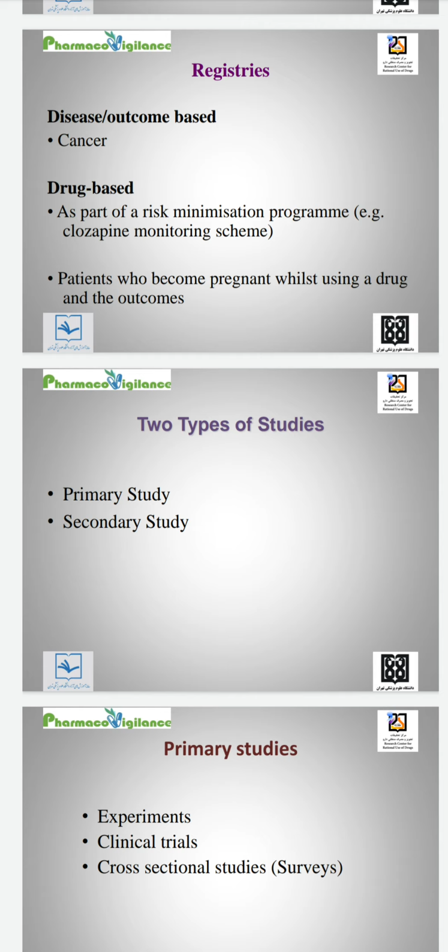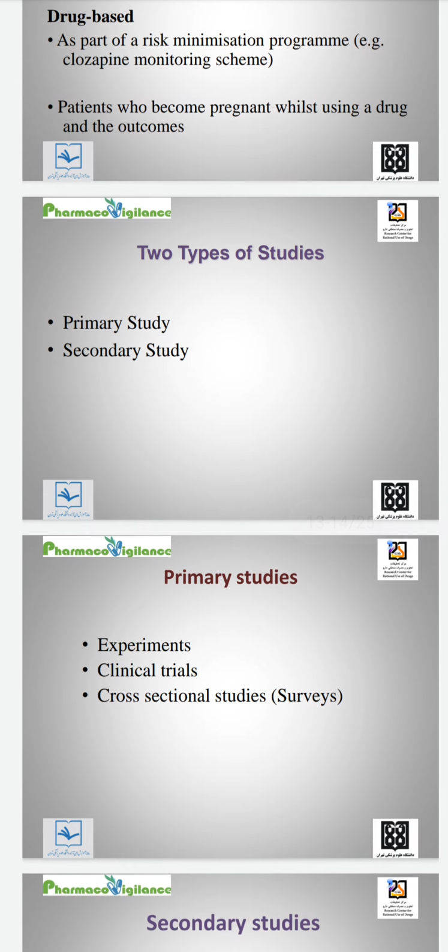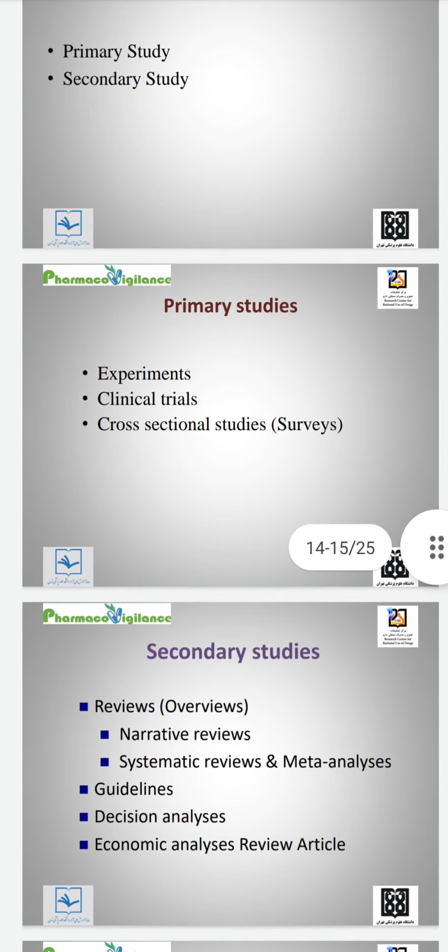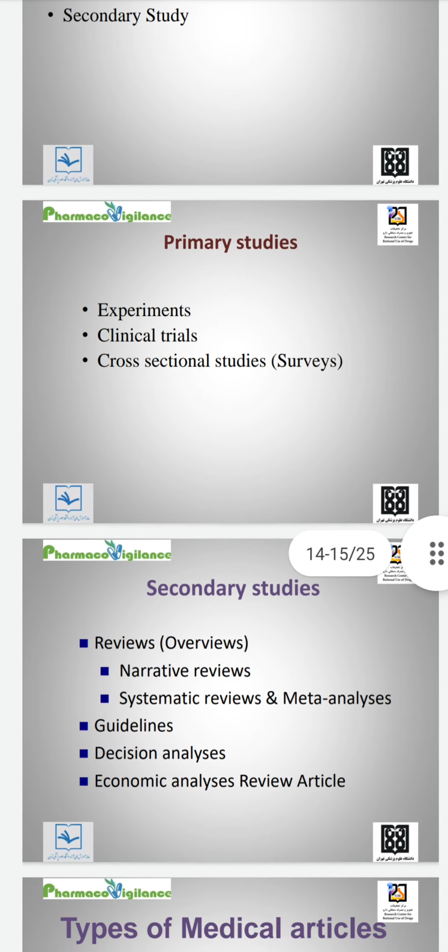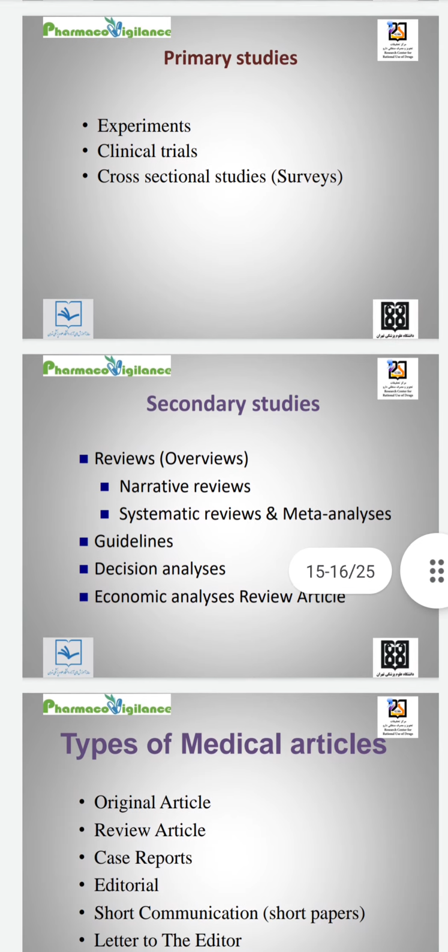Two types of study we have: primary study and secondary study. In the primary study, we have experiments, clinical trials, cross-sectional studies, or surveys. In the secondary study, we have reviews or overviews. We have a narrative review, a systematic review and meta-analysis, guidelines, decision analysis, and economic analysis review articles.